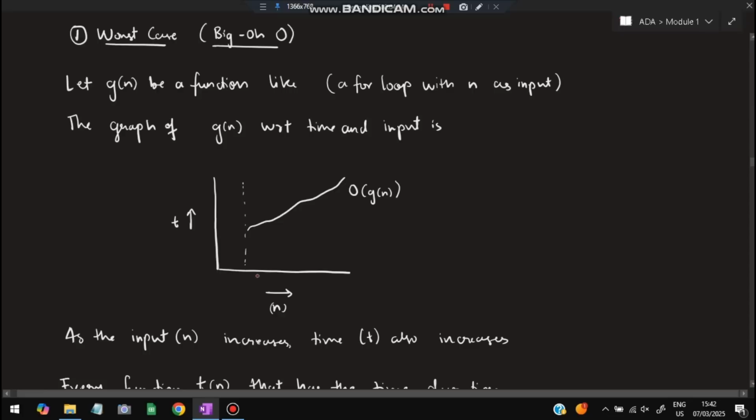Lesser inputs, less time, because fewer outputs are there. Got the point? So this is the graph. Suppose it increases like this. This is the time graph for O of g of n. Now what does worst case mean?